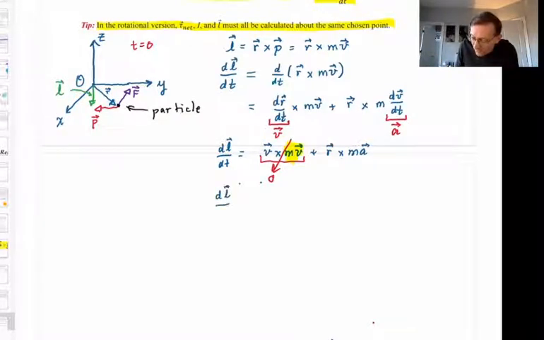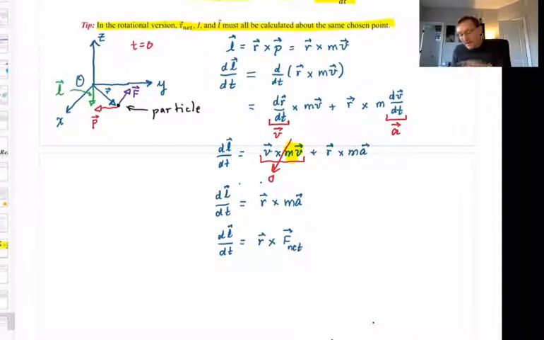So what are we left with? dL/dt equals r cross ma. Well, that looks pretty simple. Now, what are we going to do with the ma? Doesn't that look familiar? That's a particle. What can I replace ma with? What is that equivalent to? Did you say F net? That would be the good answer. So, dL/dt equals r cross F net, because technically it's F net.